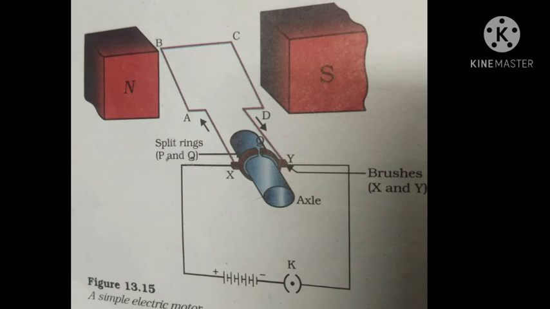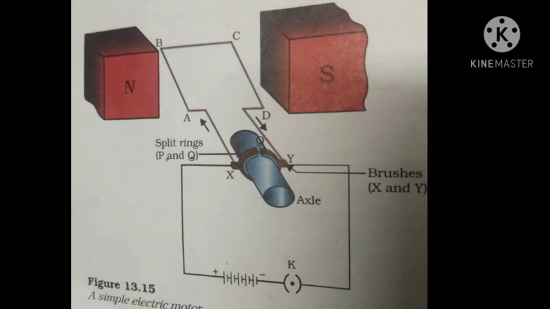In an electric motor, the split ring acts as a commutator. The reversal of current also reverses the direction of the force acting on the two arms AB and CD. Thus, the arm AB of the coil that was earlier pushed down is now pushed up, and the arm CD previously pushed up is now pushed down.